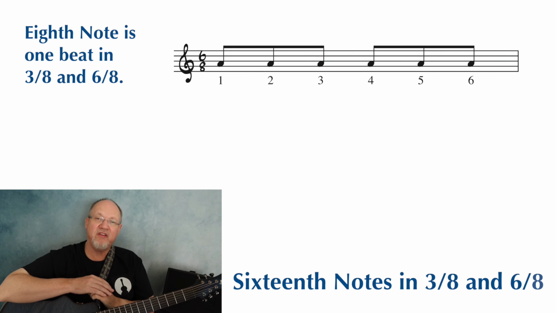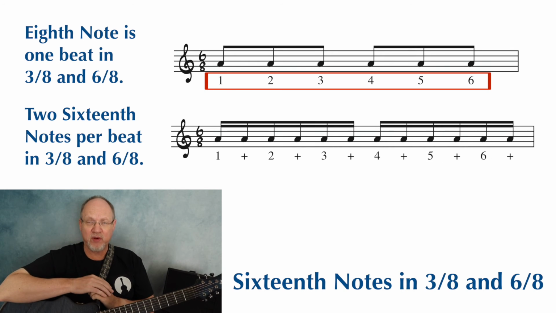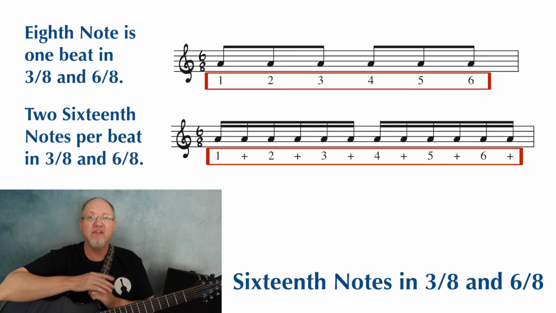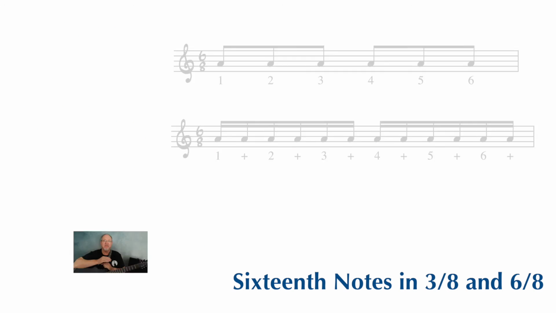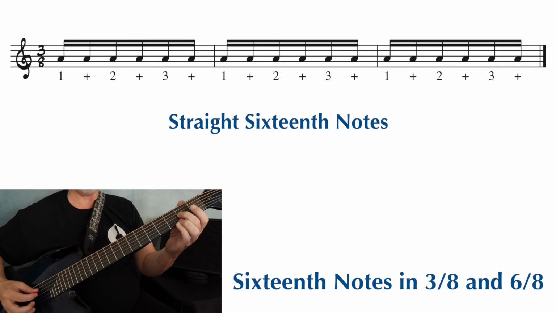In 3/8 and 6/8 time, you count the eighth notes 1, 2, 3, 4, 5, 6. 16th notes are twice as fast, so you count those as 1 and 2 and 3 and 4 and 5 and 6 and.